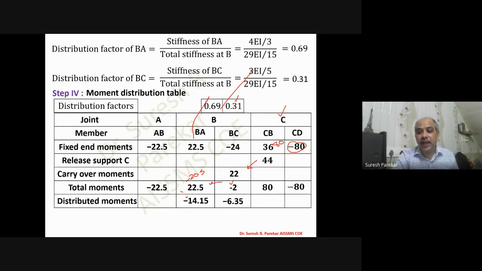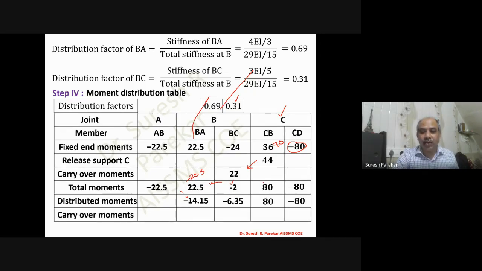Now we do not have this carryover moment. We cannot carry over from BC to CB, because we have already released support C. So we cannot carry over there, and we directly have the final value 80 and minus 80. Where we have to carry over, we will carry over only from BA to AB, and that carryover moment is half, which will be minus 7.07. Knowing this value, we can go to the final moments.